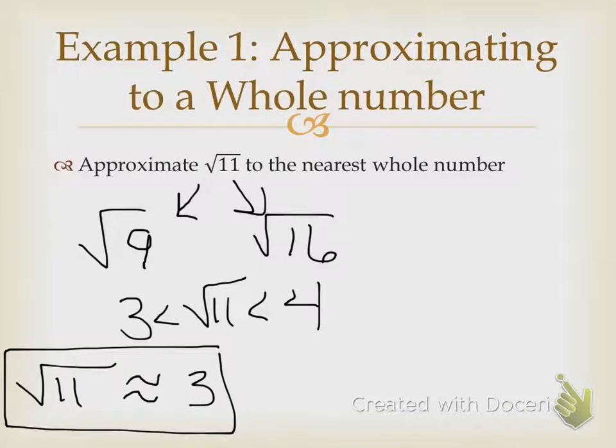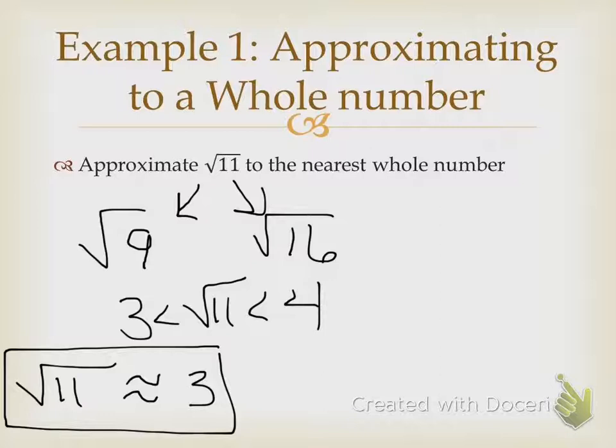The reason I have the range 3 is less than the square root of 11, which is less than 4, is so I can approximate to the nearest 10th. You do need to show these steps, not so much for approximating to the whole number, but for approximating to the 10th, because it gives me the range that I'm working in. So here's what we did. Find the closest perfect square on either side of the number you're looking at. In this case, it was 9 and 16. Take the square root, and that gives you the range that it could possibly fall in.